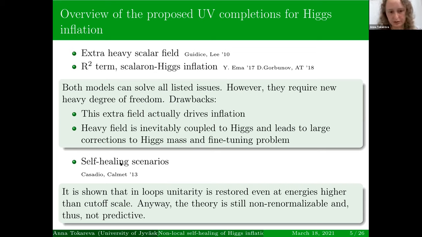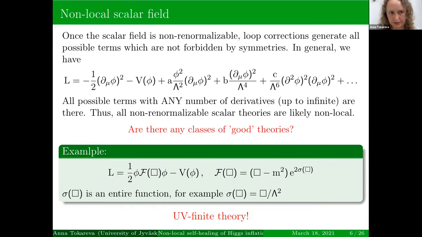Also, there were proposed self-healing scenarios, where it was shown that if the theory is treated as written in the Lagrangian and the loop contributions are taken into account, then we still have a unitary theory. So the theory has a property of self-unitarizing, but still it doesn't solve the renormalizability problem. It's still non-renormalizable, so we can't extract exact predictions from such a theory.